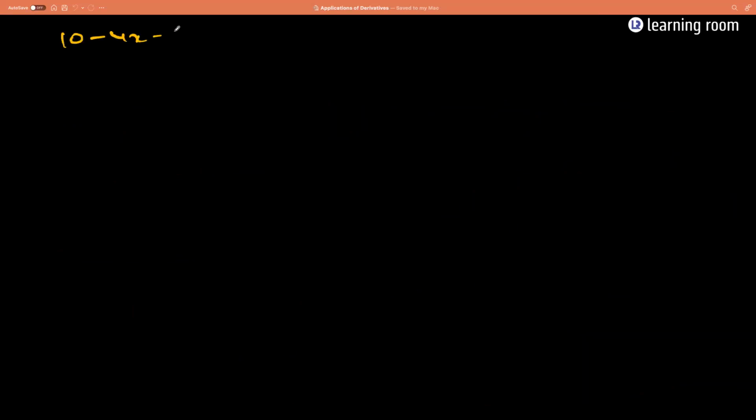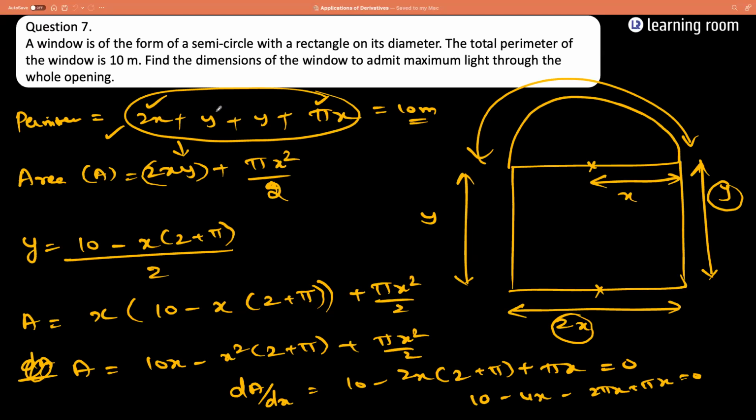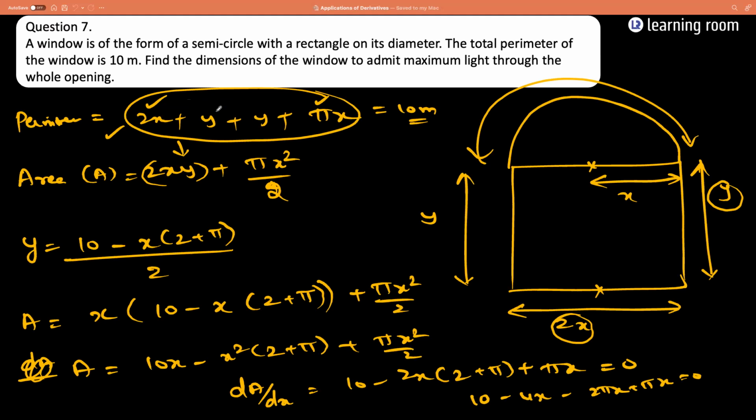10 minus 4x minus pi x is equal to 0. So x will be equal to 10 divided by pi plus 4. So these are the dimensions. So y is 10 minus x into 2 plus pi by 2, and x is 10 divided by pi plus 4. So I need to take this value of x and substitute it here.